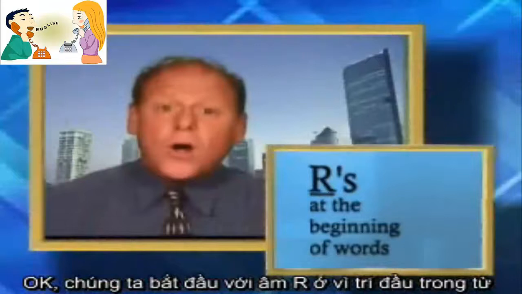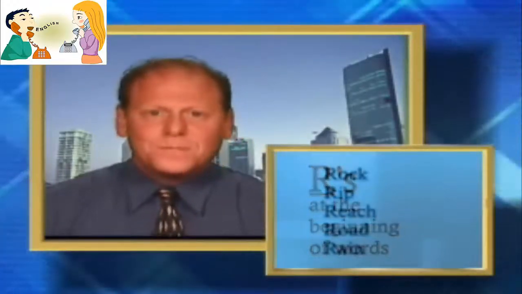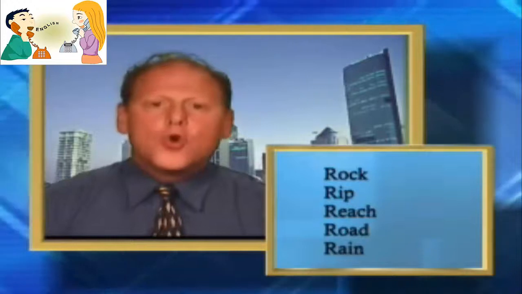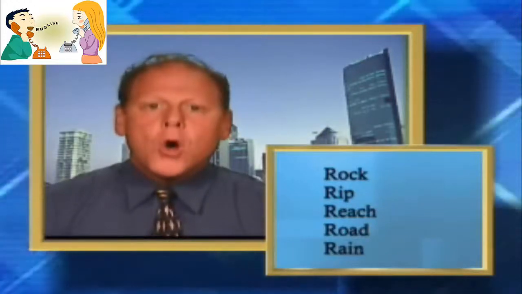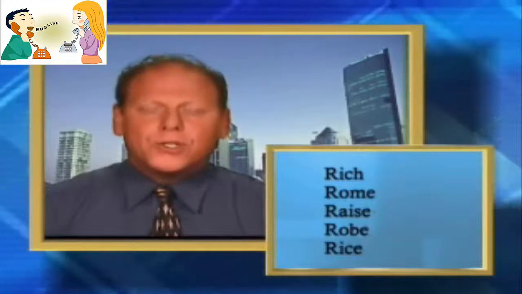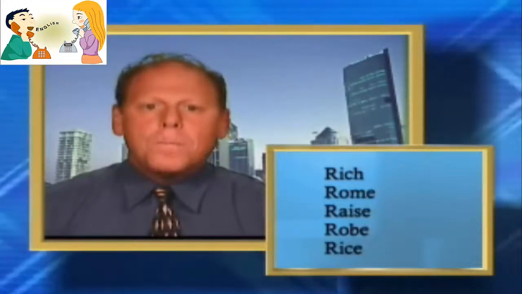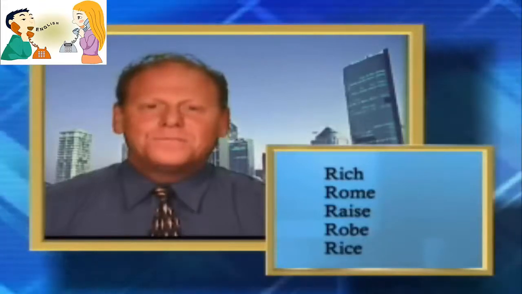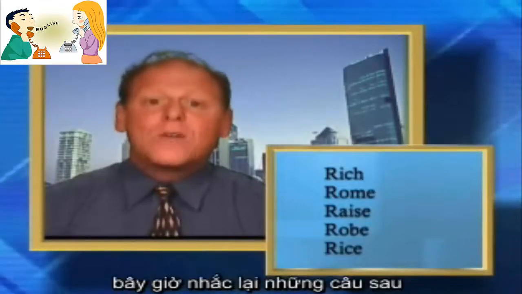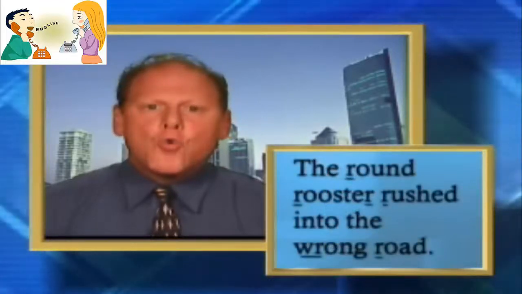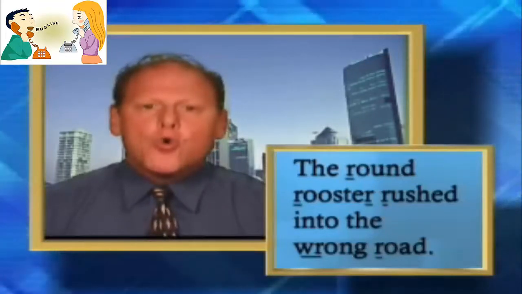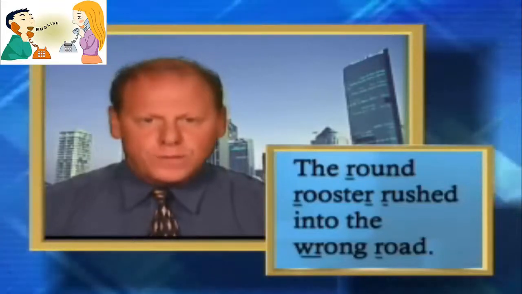Okay, we're going to start out with R's at the beginning of words. Here we go. Repeat after me. Rock, rip, reach, road, rain, rich, roam, raise, robe, rice. Very good. Now repeat this sentence. The round rooster rushed into the wrong road. Very good.